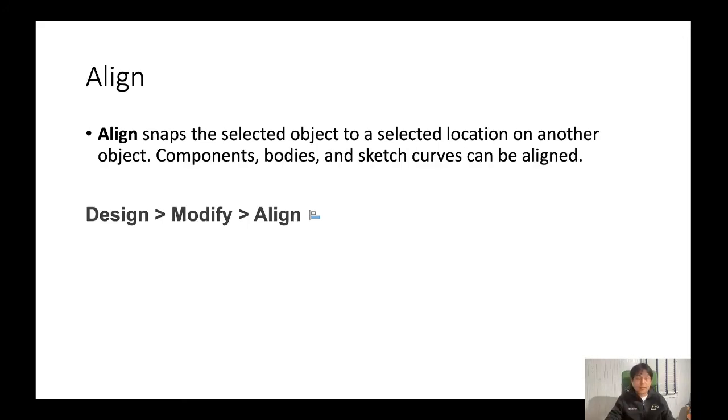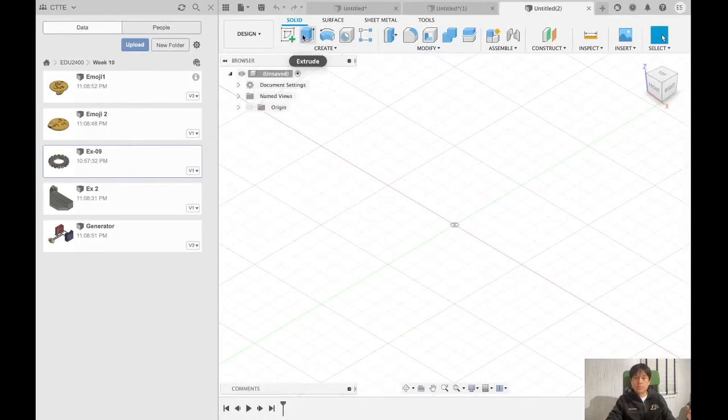The last modifying feature I'm going to share is align. Align moves your object to another object or aligns it with another object. So this is aligning. It's a very simple feature, but very useful. So let's practice this one in Fusion 360.